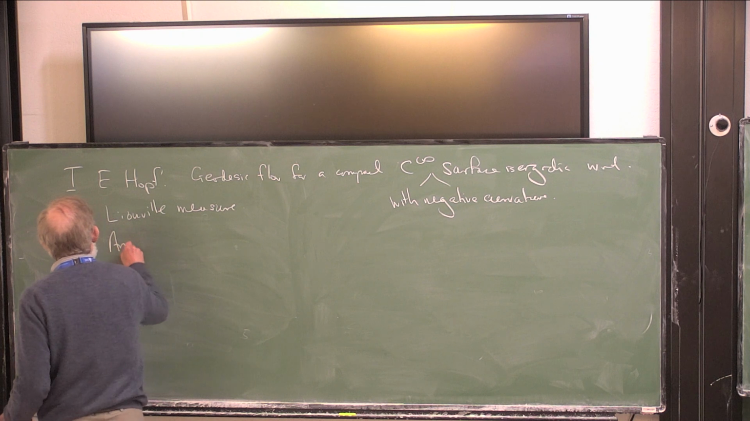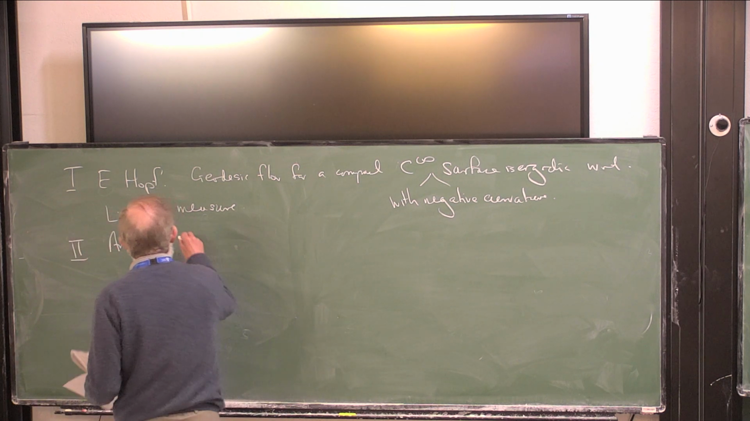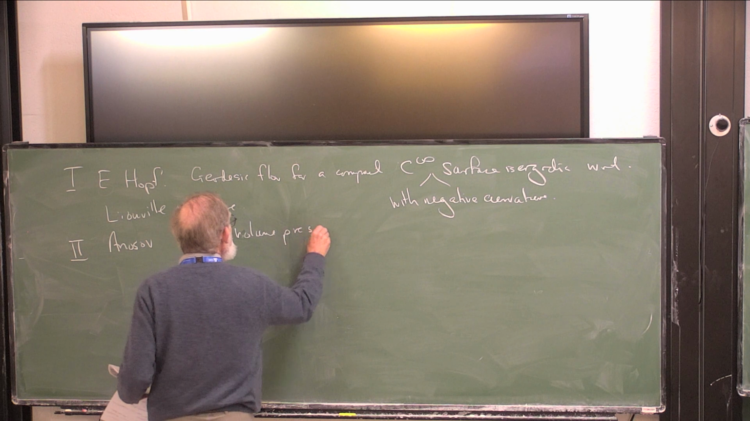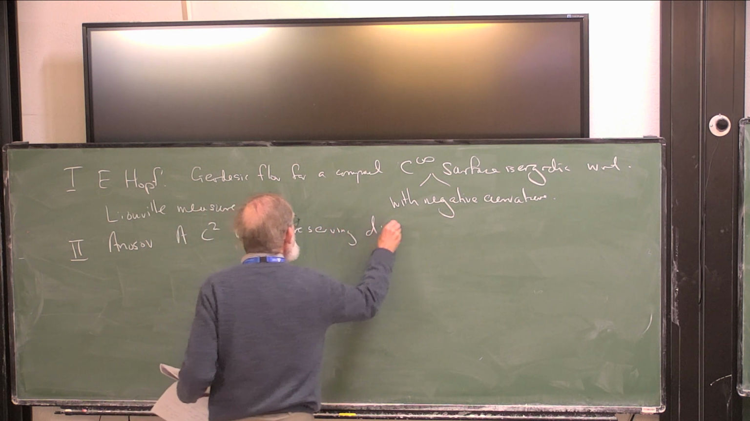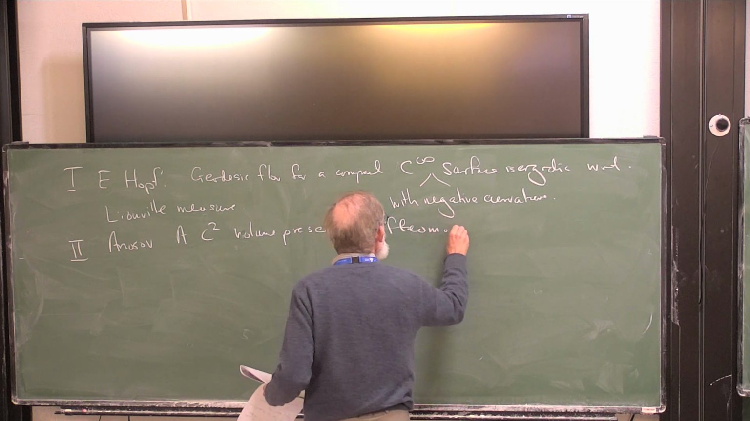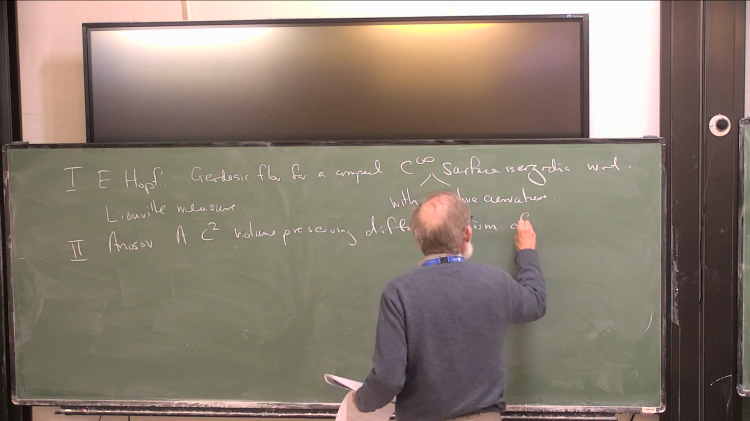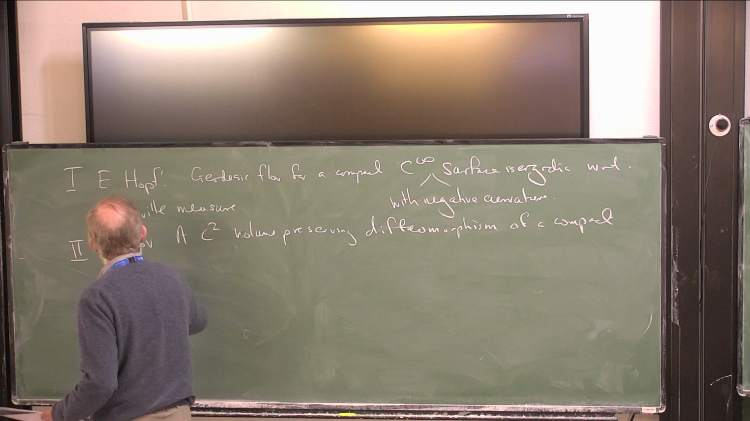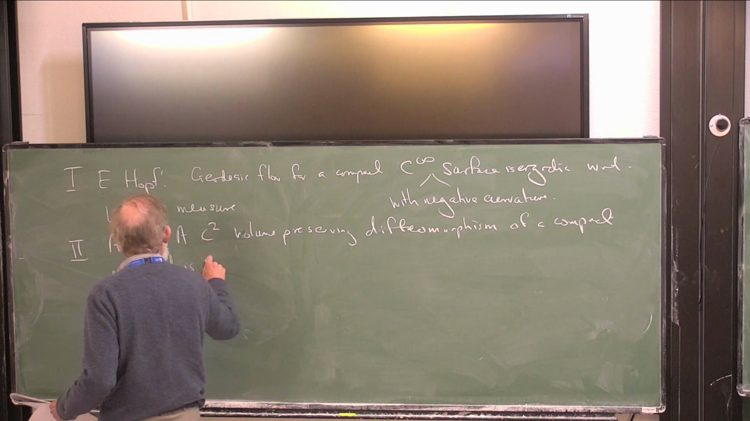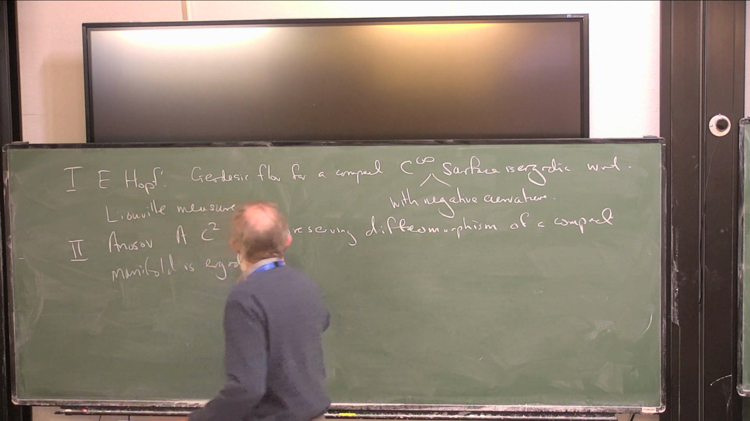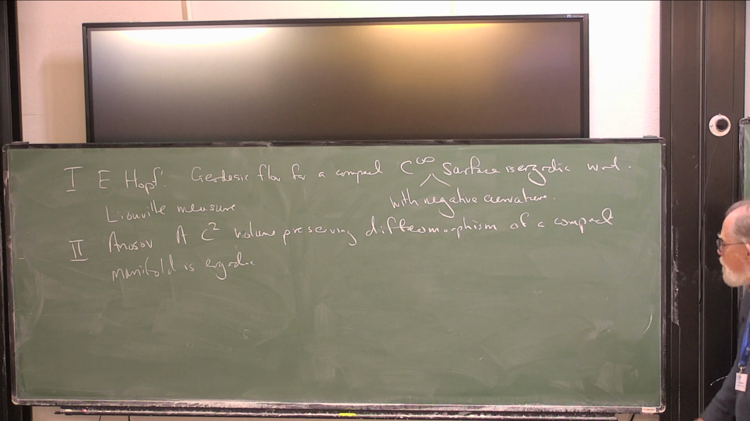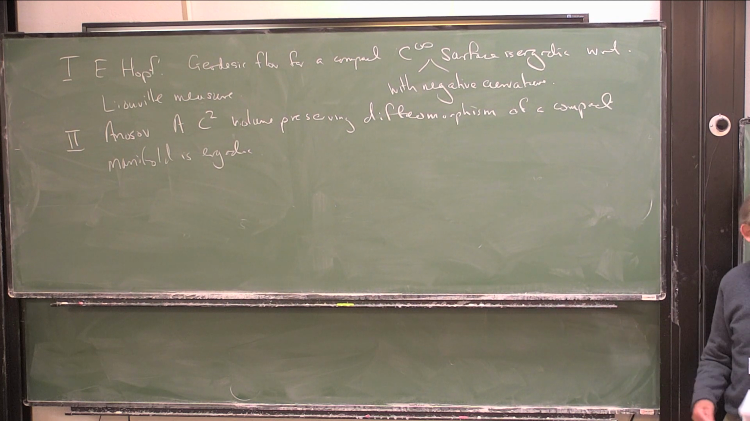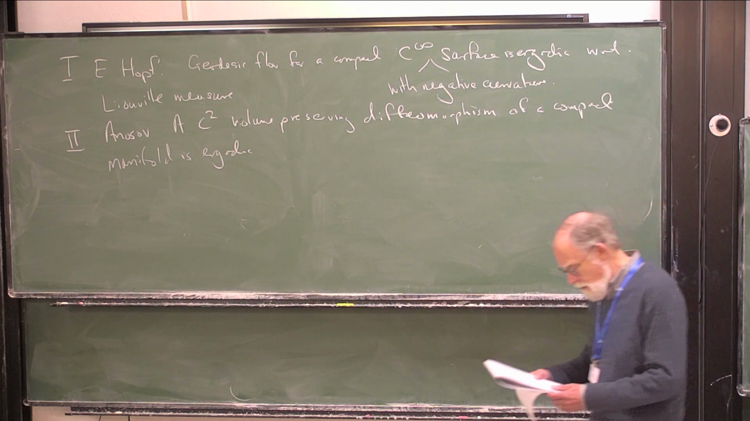So Nosov: a C2 volume preserving diffeomorphism of a compact manifold is ergodic, obviously with respect to the volume. So those are the classical theorems. And here are 3 possible improvements to these theorems, none of which have actually been made yet.